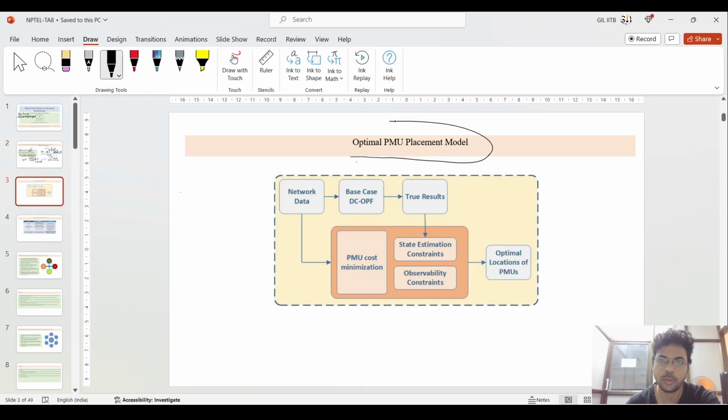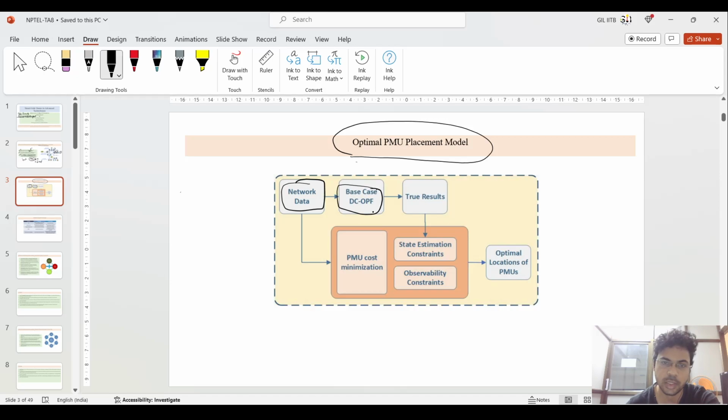Okay. So coming to the second, that is the optimal PMU placement model. If you see in this figure, we have certain network data. How do you get this network data? Because by monitoring either certain buses or certain nodes in your power system network.